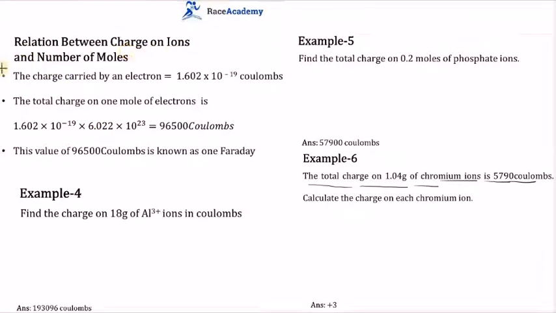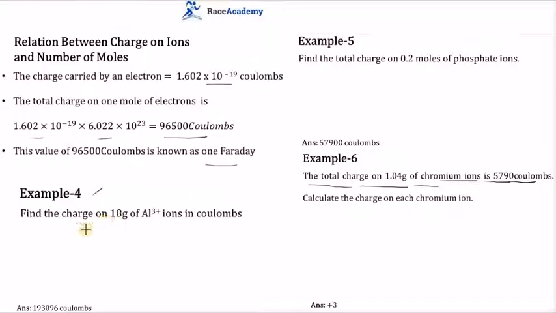Relation between charge on ions and number of moles. The charge carried by an electron is 1.60 into 10 to the power of minus 19 coulombs. This is the standard value. And if you multiply the charge with Avogadro number, you will get the charge carried by 1 mole of electrons, which is called Faraday, which is 96,500 coulombs. So this is one of the concepts. Using this concept, many questions they will ask. Okay, let us see a problem on this one.